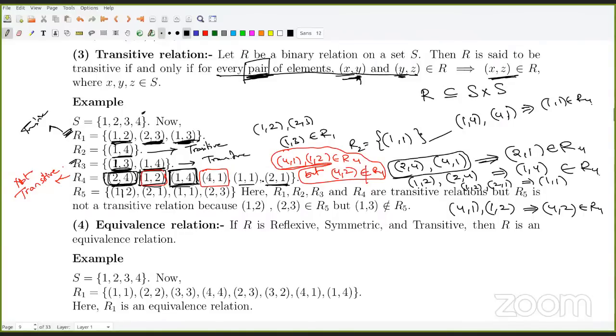Sir, (1,4) is there; if it is transitive, then why not (4,1)? Why not (4,1) is because we get a contradiction: there is a pair (4,1) and (1,2) in my relation. With respect to those pairs, I need to have (4,2) in my relation, whereas (4,2) is missing, which breaks the property of transitivity.